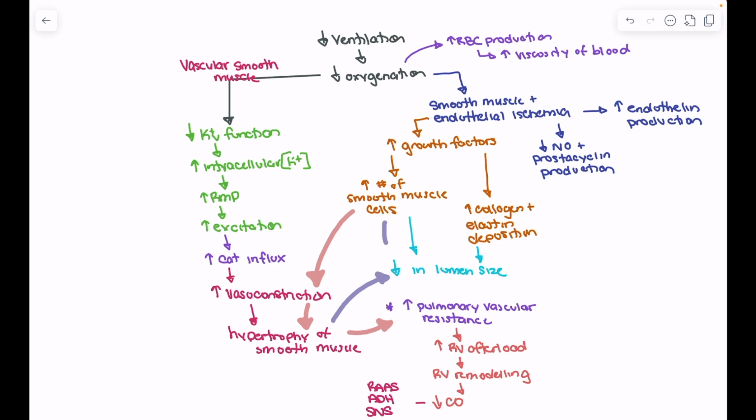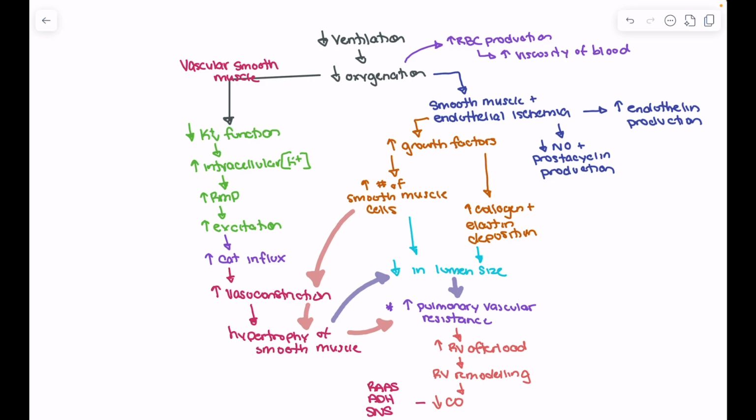So increased smooth muscle cells lead to a reduction in lumen size. The hypertrophy of smooth muscle leads to a reduction in lumen size. And then that deposition of collagen and elastin is also reducing our lumen size. So a number of things leading to just decreased space in that vessel for blood flow, which ultimately is going to lead to an increase in pulmonary vascular resistance, which is going to lead to pulmonary hypertension.